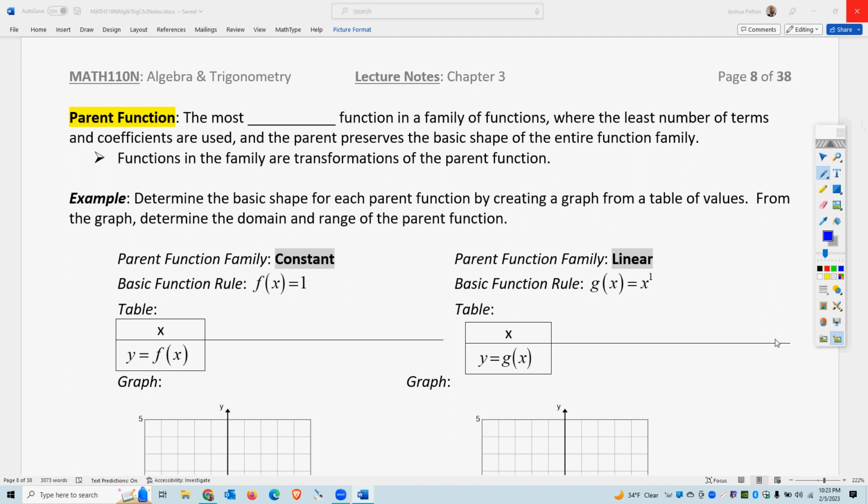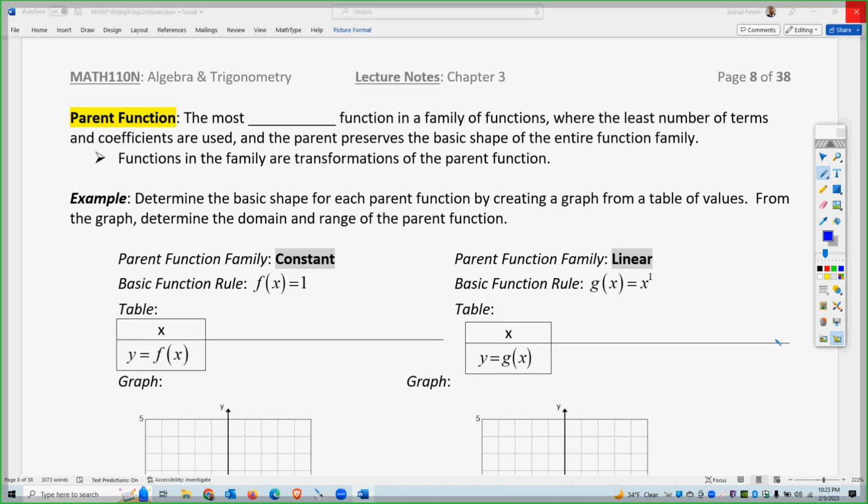So now we're going to go through the families of functions. They're the basic families of functions, the common ones. There are an infinite number of families. We're going to go through the basic ones.